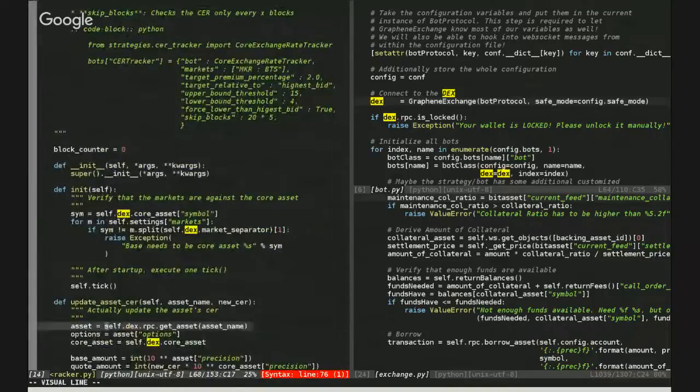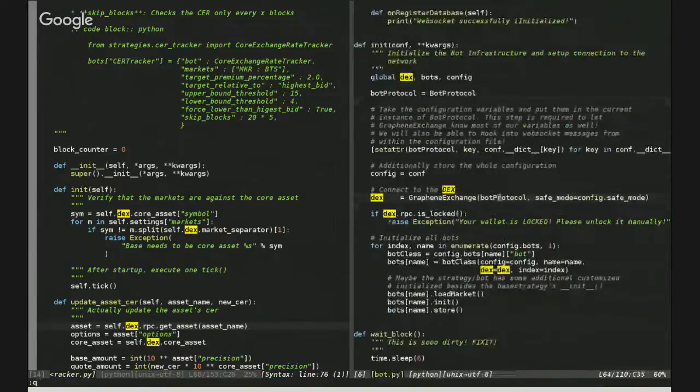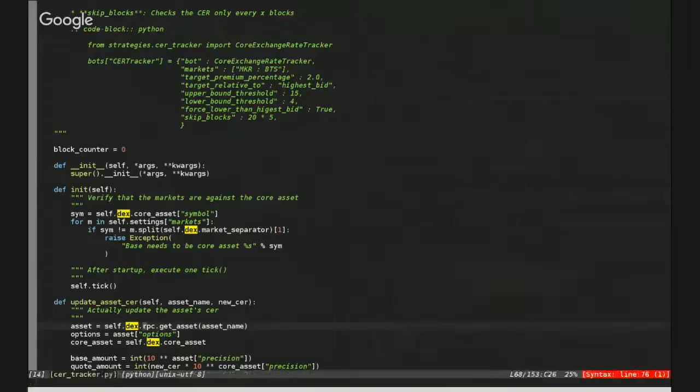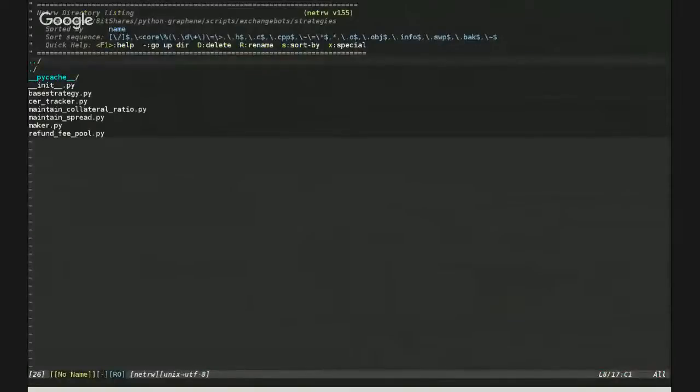self.dex.rpc. That is then actually the connection to the CLI wallet. Depending on how nasty stuff your bot is going to do, you probably won't need that. Then there's another quite easy thing, that's a refund fee pool.